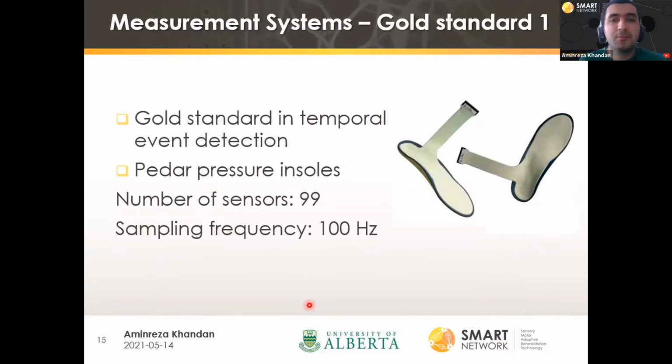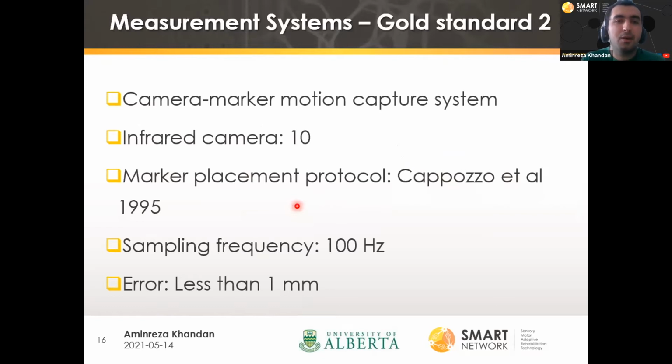As the gold standard for temporal event detection, we use a pedar pressure insole. The number of sensors in each insole is 99, and the sampling frequency is 100 Hz, like the inertial sensors. Also, for obtaining joint angles, the gold standard was a camera marker motion capture system. We have 10 infrared cameras in our lab, and the marker placement protocol we use is Cappozzo et al. 1995. The sampling frequency for our experiment was 100 Hz, like the previous system, and the error of this system is less than 1 millimeter.